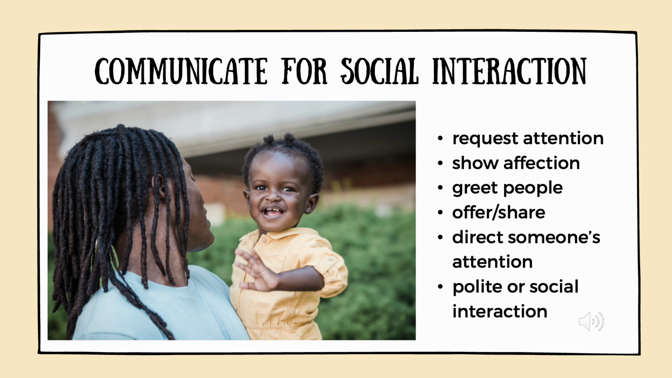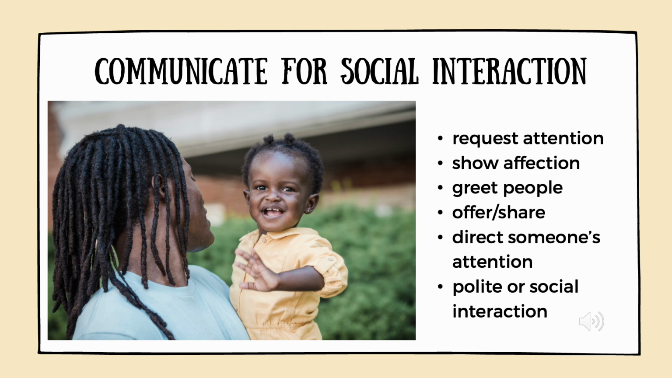The next purpose of communication is not always the first one that we consider when we're writing IFSPs and IEPs, and that's communicating for social interaction. So our students begin communicating for this purpose just as early as they do for communicating to refuse or obtain. They ask for attention, they show affection, they greet people, they might offer or share a snack or a toy with a friend or with you.